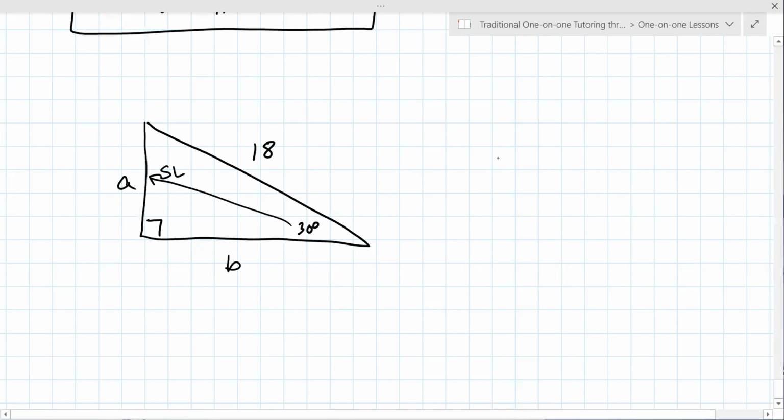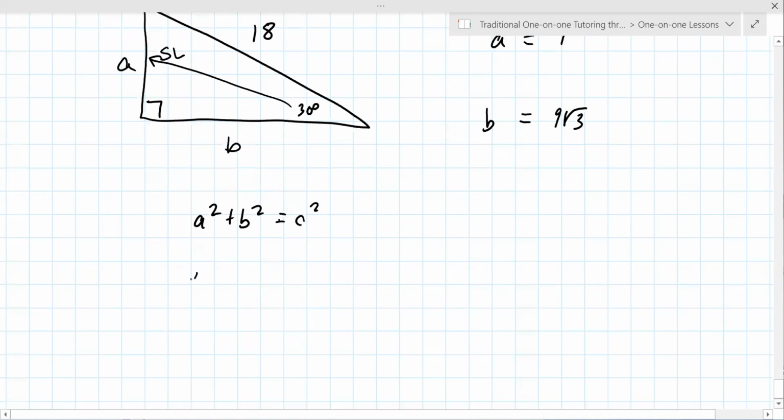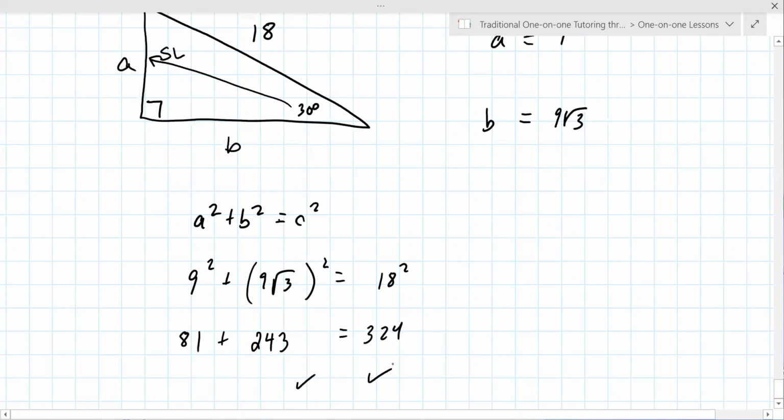Do you have a value for A and B? Yes. Okay, what is the value of A? 9. 9, and B? 9 square root 3. Perfect. And the Pythagorean theorem does still hold here. It's just doing it the long way. If you take 9 squared plus 9 square root 3 squared, it equals 18 squared. This is 81. This is 81 times 3, so 243. And then this is 324, and they do line up.